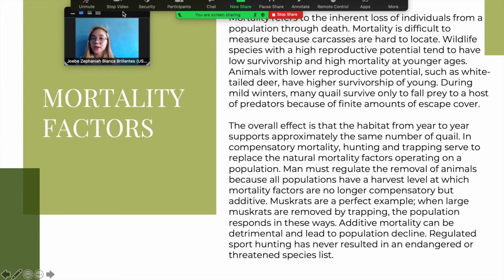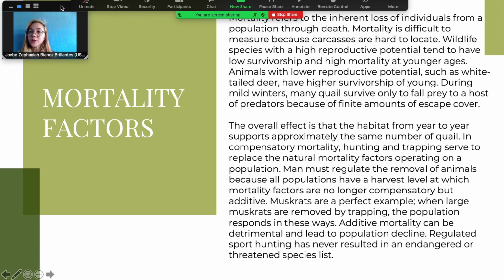Mortality factors. Mortality refers to the inherent loss of individuals from a population through death. Mortality is difficult to measure because carcasses are hard to locate. Wildlife species with a high reproductive potential tend to have low survivorship and high mortality at younger ages. Animals with low reproductive potential, such as white-tailed deer, have a high survivorship of young.